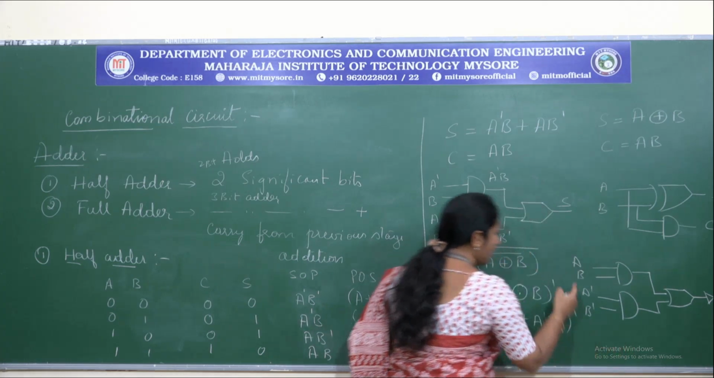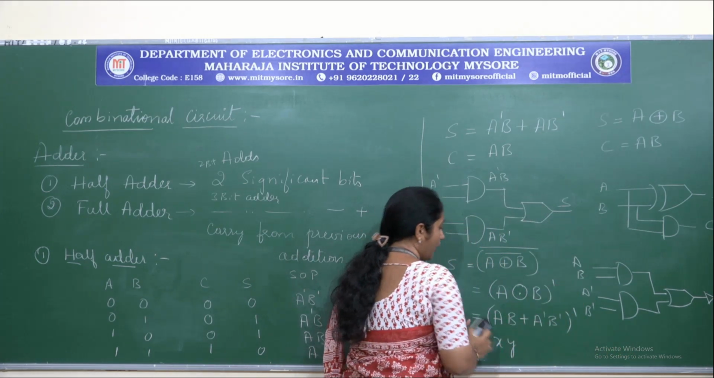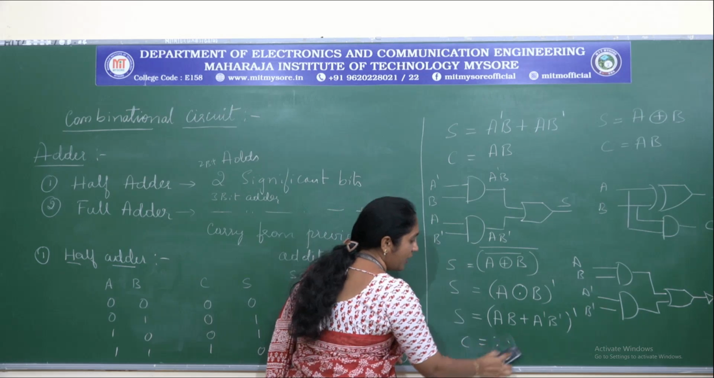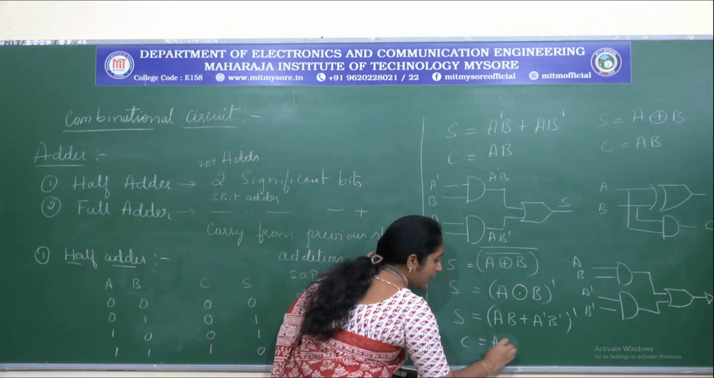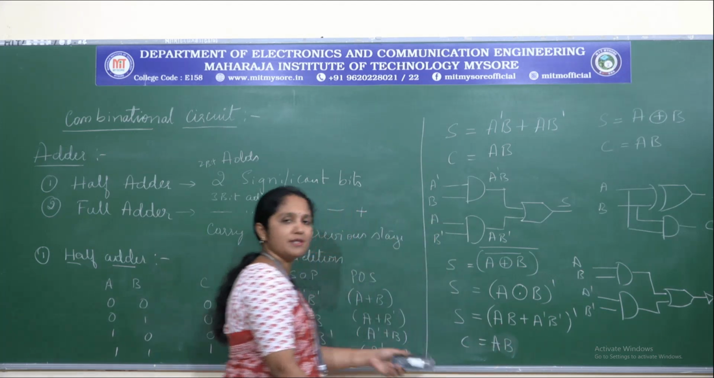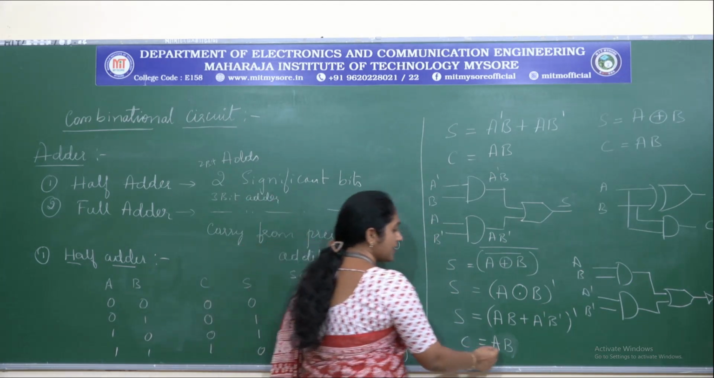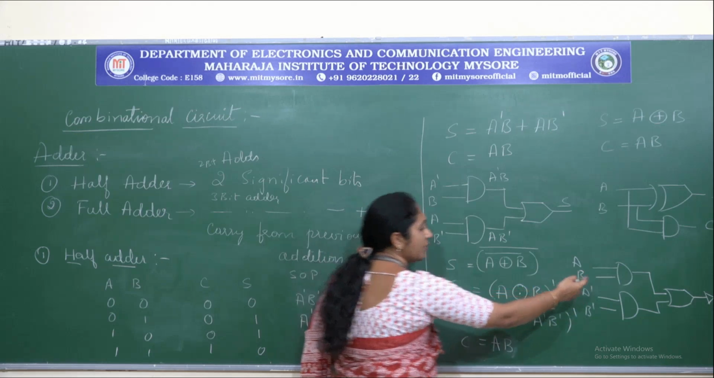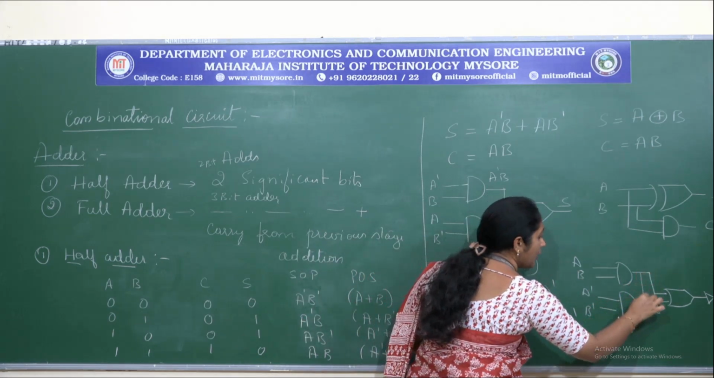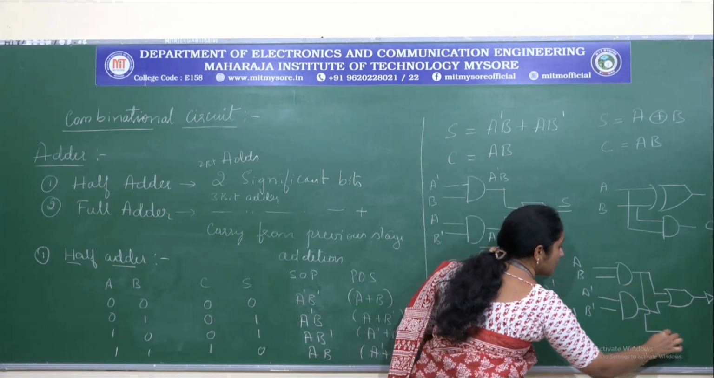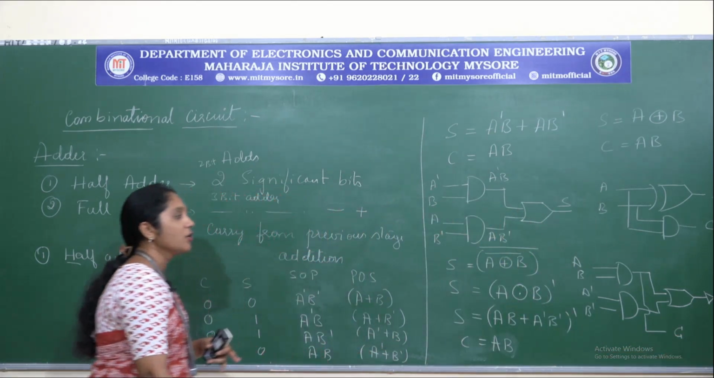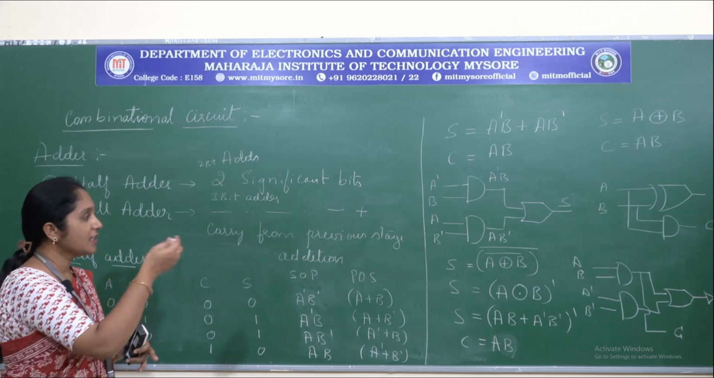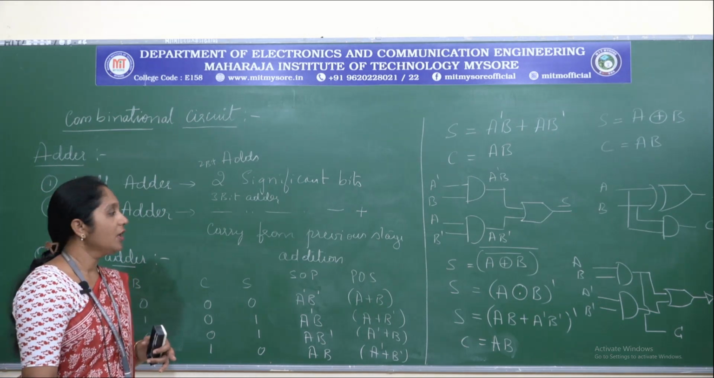Sorry, I have represented it as XY, so we can have XY also as inputs. Since we have considered AB as inputs, let me write AB itself. Yes, C is equal to AB, and if you observe here, AB is available here, so I can represent it like this. So using SOP, these are the 3 different circuits we can have.